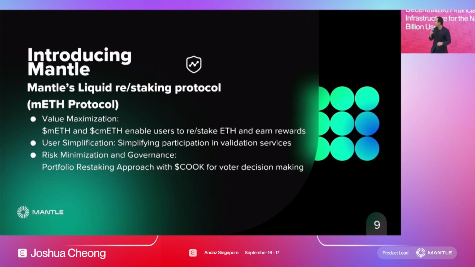Mantle started out as a liquid staking protocol. It's a very simple idea here. We have proof of stake. We have a rate of return of rewards over validators. We take that and abstract it away, and we call it METH.